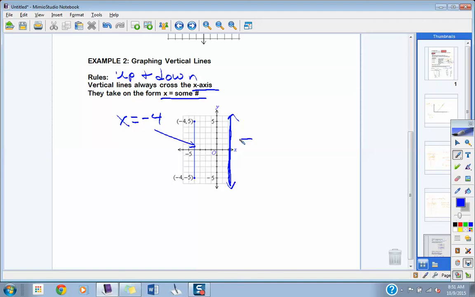X equals 2 crosses the x-axis at 2. If I say, find me an equation of a vertical or horizontal line, can you answer? Pretty easy. All right, well then, take a look at the next page.